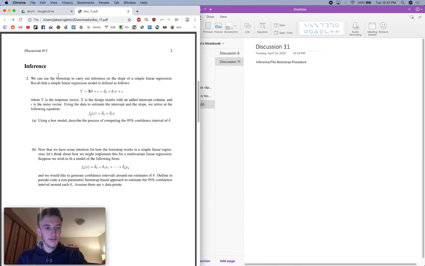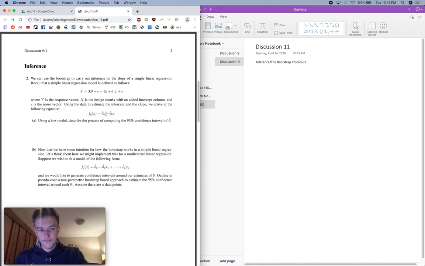Okay, so let's get going with problem 2. In problem 2, we assume we have a simple linear regression model, which is given by y equals theta 0 plus theta 1 x plus epsilon. Y is our response, x is our design matrix with all of our data, and epsilon is our noise, or our error. In this problem, we want to use the bootstrap to compute a 95% confidence interval for, it says theta hat here, but we really want theta 1 hat.